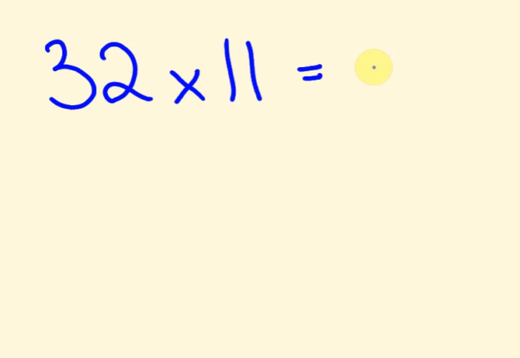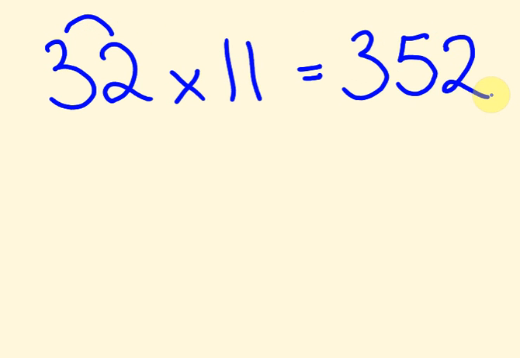What about you give this one a go? What's 32 times 11? All right, hopefully you're getting the answer of 3. We add these. 3 and 2 is 5. And then 2, 352. How did you go with that? Pretty cool, right?